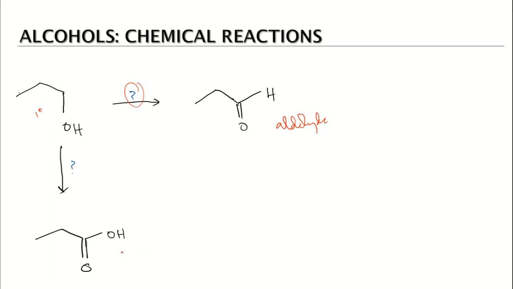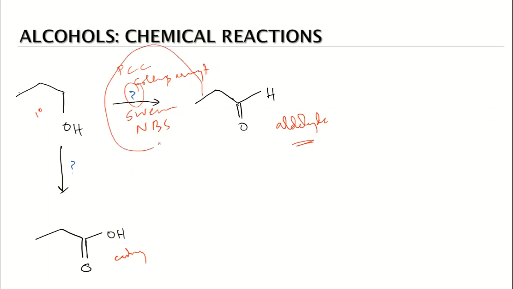In this case, this is a carboxylic acid and this is an aldehyde. So we know this is a primary alcohol. To convert primary alcohols into the aldehyde, we have to use weak oxidizing agents. We can use PCC, we can use Collins reagent, we can use Swern reagent, we can use NBS. These are all weak oxidizing agents. We can use any of these for this conversion.